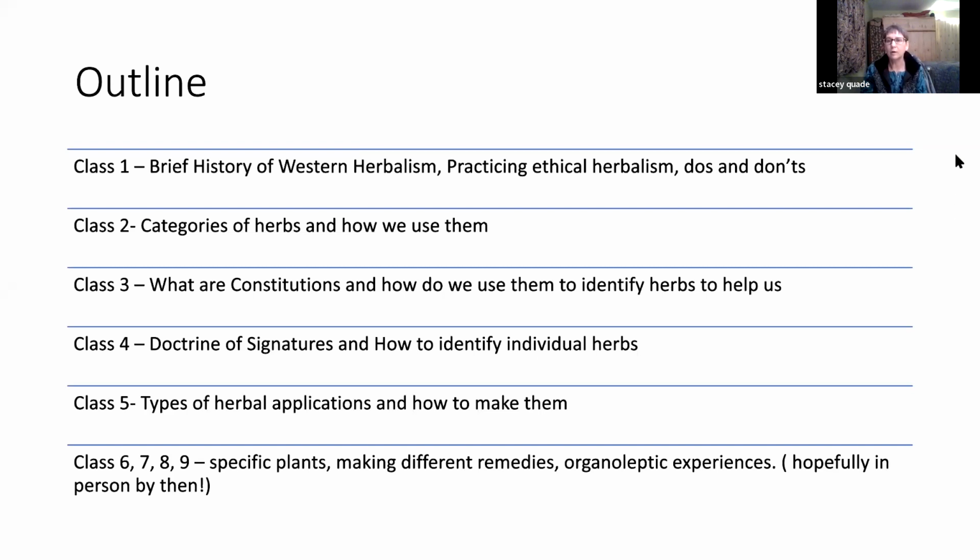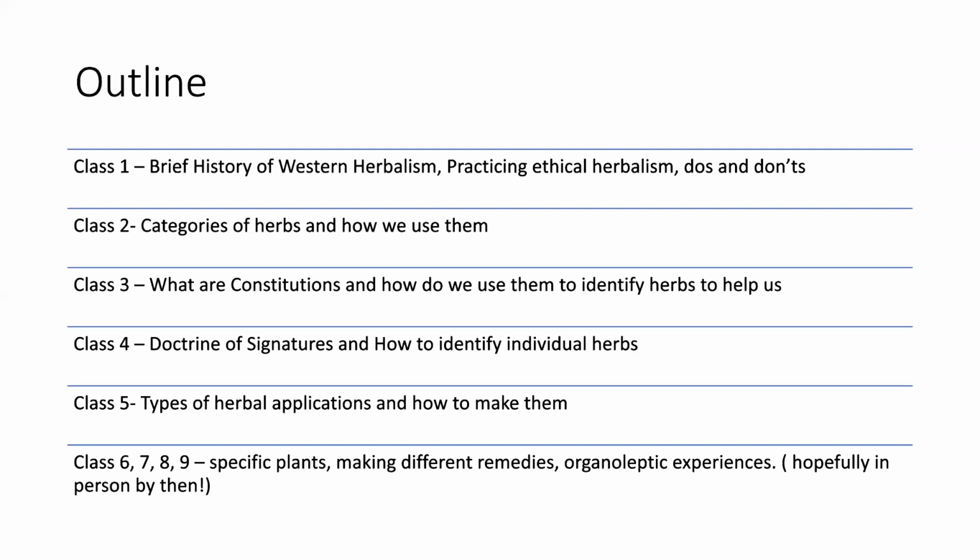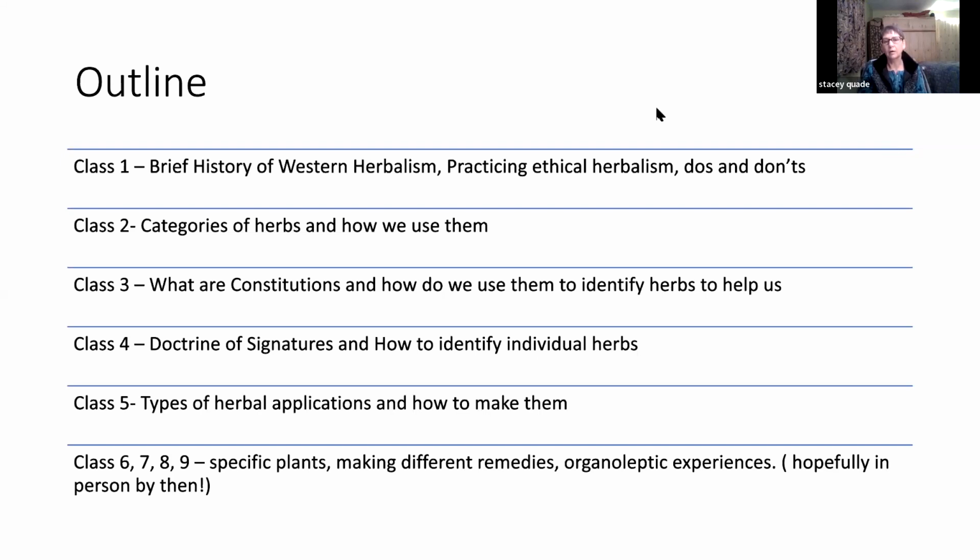We're going to move on to constitutions, which is another way that we find out how things are used, particularly for each person, as a specific way to learn how to use the herbs that are going to be best for us, and the different ways that we can learn how to notice that. Doctrine of Signatures is one of those ways, and that's just one piece of a system that we can use to learn the herbs better.